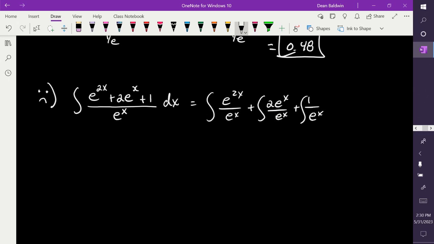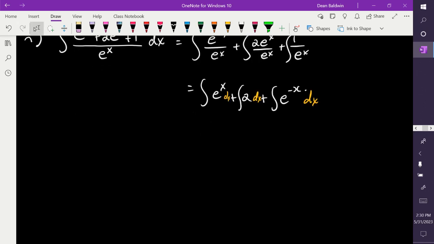Okay, what should we do now? Simplify them. So if you're dividing with the same base, what do you do with the exponents? Subtract them. So 2x minus x is x, the second one just becomes 2, and the third one will flip up and make it e to the negative x. And I forgot the dx's again. I'm going to write them in. dx, there we go.